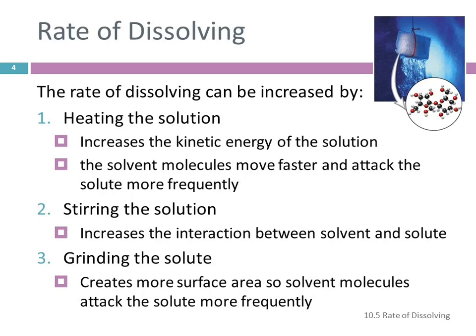Why is that? Well, when we grind it, we make the particles smaller and we increase the surface area. There's more surface area. So instead of this one big lump, we've got lots of little tiny pieces, more surface area, and the surface is where the solvent molecules can attack. So by causing there to be more surface area, we get a faster rate of dissolving.